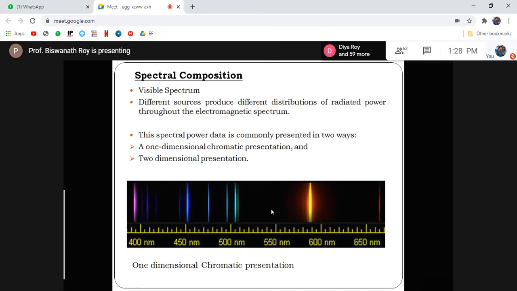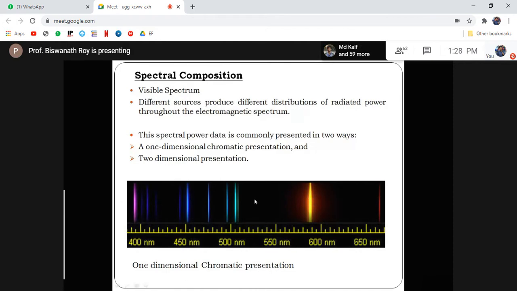It is visible with the help of a constant deviation spectrometer. That's why we are going to discuss what is actually seen. This is exactly what is seen when a constant deviation spectrometer is allowed to get light from a discharge lamp, right? So this is the one-dimensional chromatic presentation.